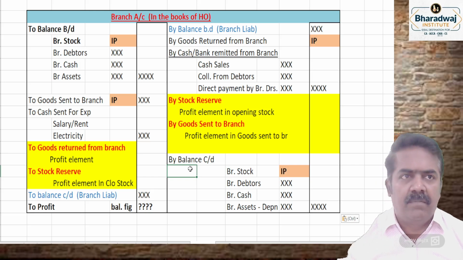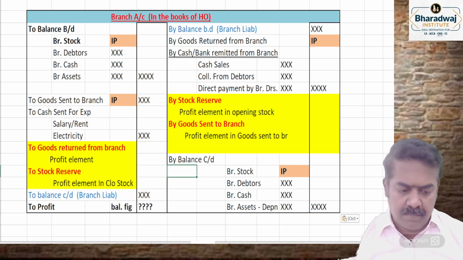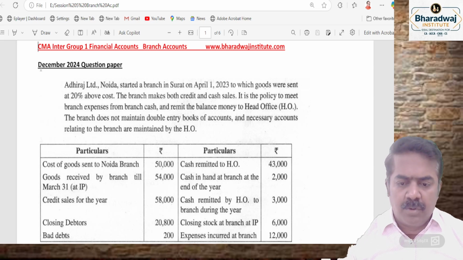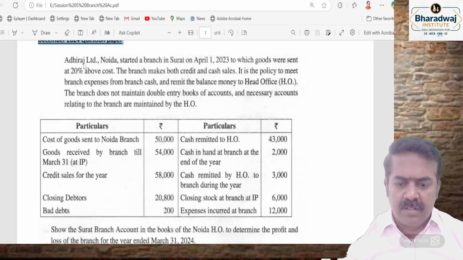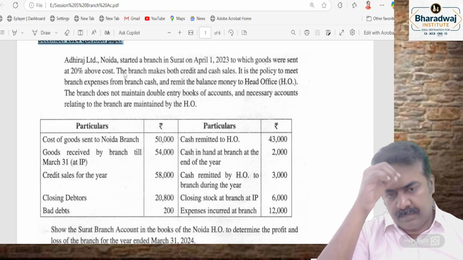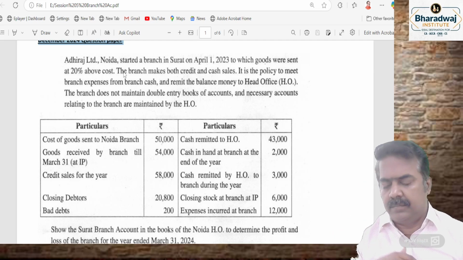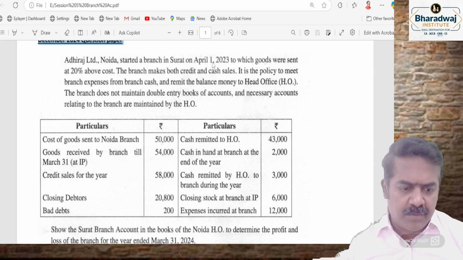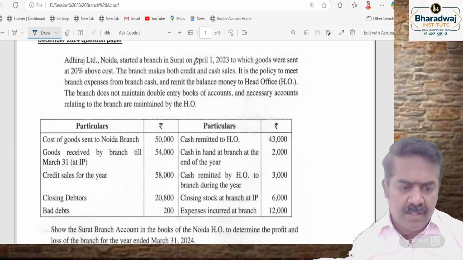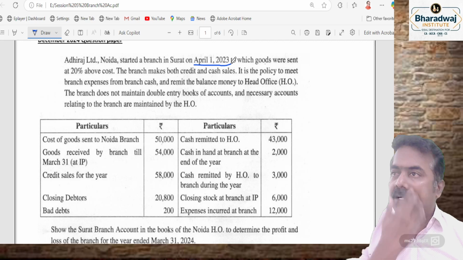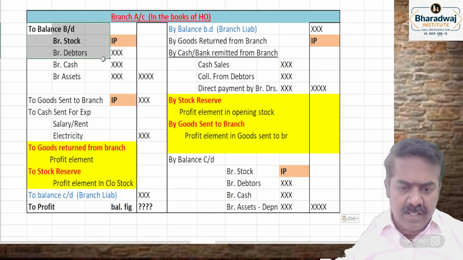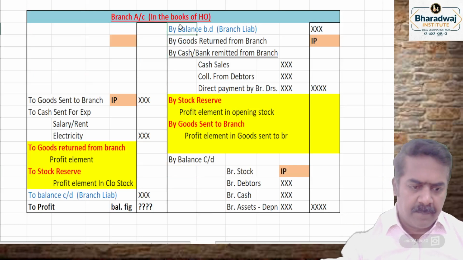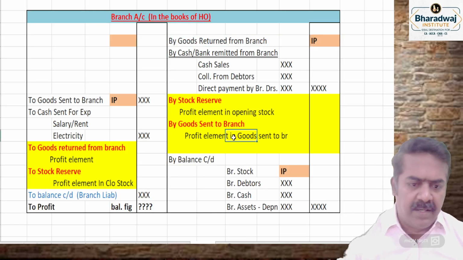Shall we? Let's go to the December 2024 question paper. Look at this. They started a branch on 1st April 2023. It's a newly started branch, so there will be no opening stock or opening debtors. No opening balance of assets and liabilities will be there.